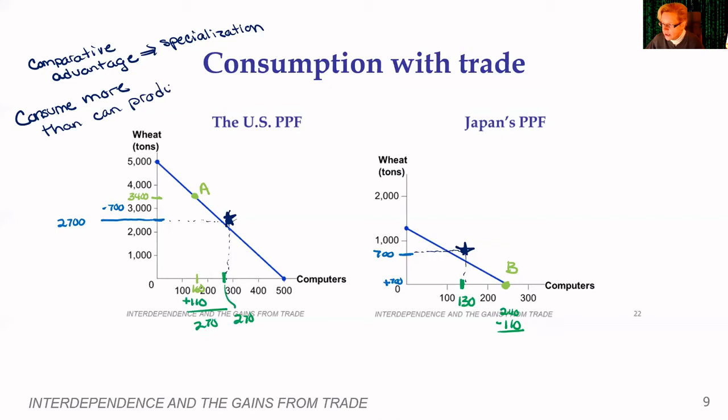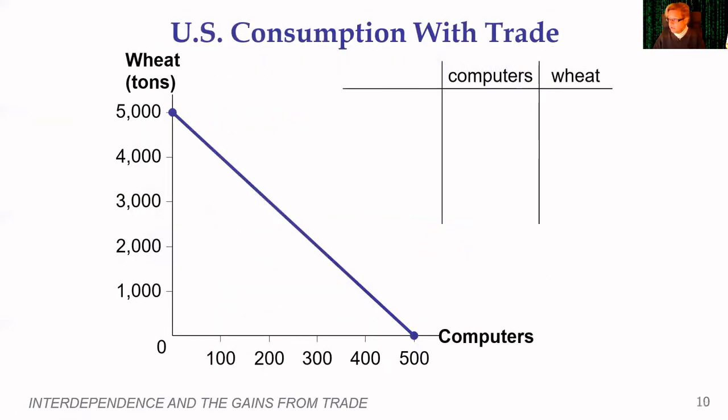And more so, they can get outside of the production possibilities frontier to a point that was previously unattainable. So this is why we say specialization, comparative advantage, and allowing countries to trade will allow a country to consume more than they can produce. It's the magic of it all. Where did those gains come from?